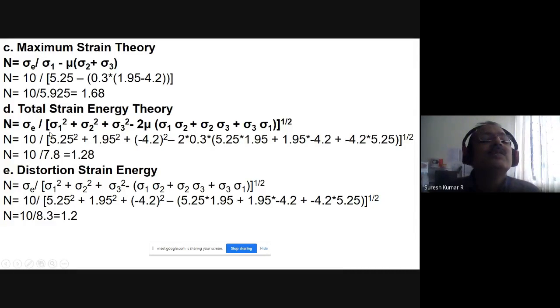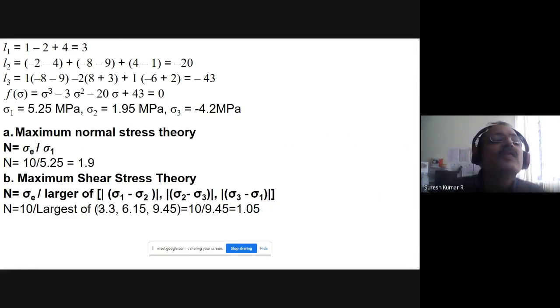Total strain energy theory: sigma E by root of sigma 1 square plus sigma 2 square plus sigma 3 square minus 2 mu times (sigma 1 sigma 2 plus sigma 2 sigma 3 plus sigma 3 sigma 1). Substitute all these values, I get n again. Distortion energy theory: sigma E by root of sigma 1 square plus sigma 2 square plus sigma 3 square minus (sigma 1 sigma 2 plus sigma 2 sigma 3 plus sigma 3 sigma 1) under root. So this again will give me the factor of safety. I have all the 5 factors of safety.